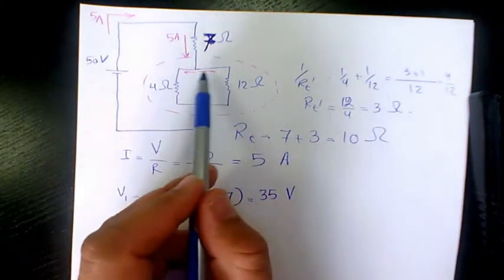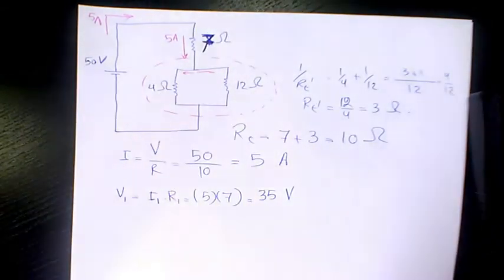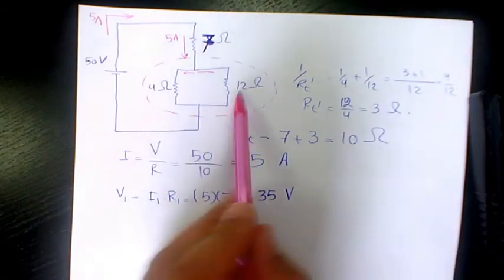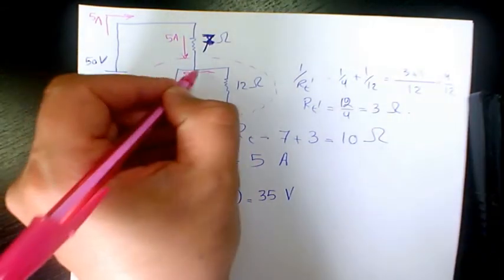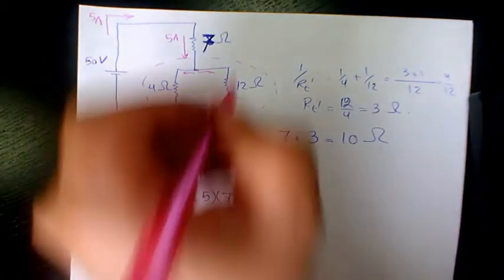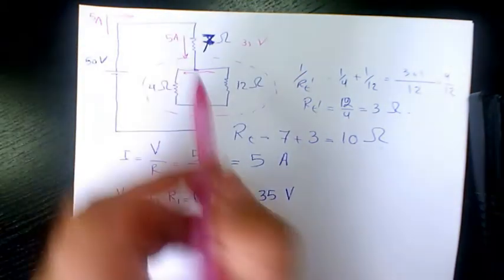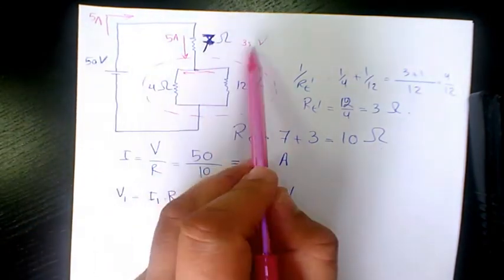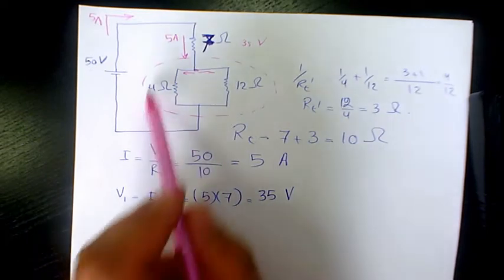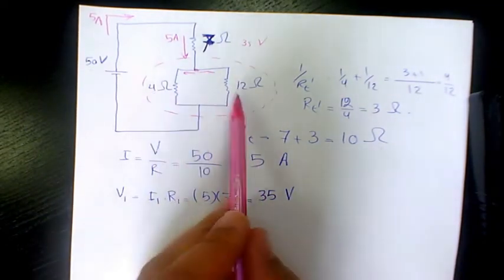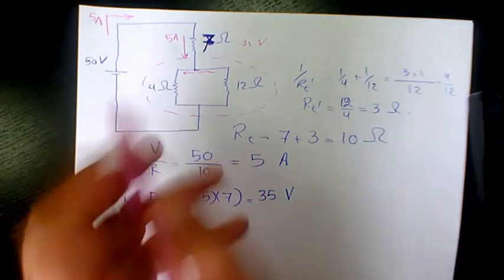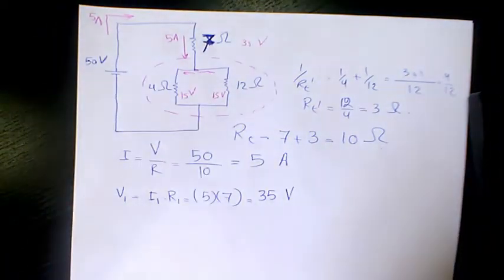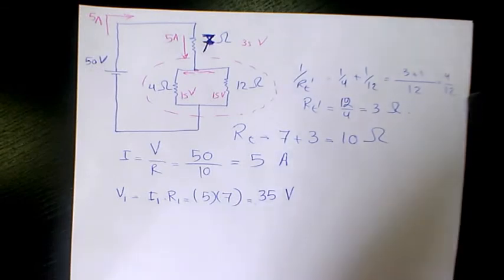Then it's going to be distributed into two branches. Volt is going to be the same. So since here it lost 35 volt, the remaining is going to be 50 minus 35, which means that 15 is going to be lost here. Since we are dealing with a parallel circuit in this part, we have 15 volt here, 15 volt in here, because we know in parallel branches we're going to have the same voltage.